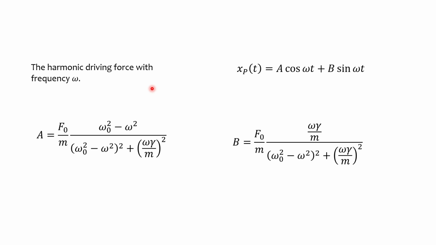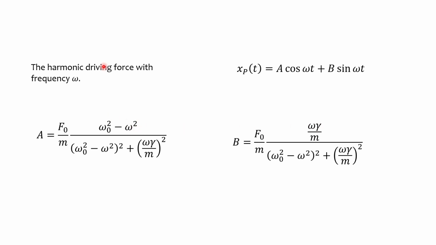Alright, now that we have convinced ourselves that the transient part of the solution is not important after a sufficiently long time, we can focus only on analyzing the steady state part of the solution, because that is what actually matters in the end. The steady state solution for the case of a harmonic driving force with frequency omega can be written as a sum of sine and cosine function with the same frequency, and the coefficients a and b are defined here. We can say that these coefficients also depend on a driving frequency omega.